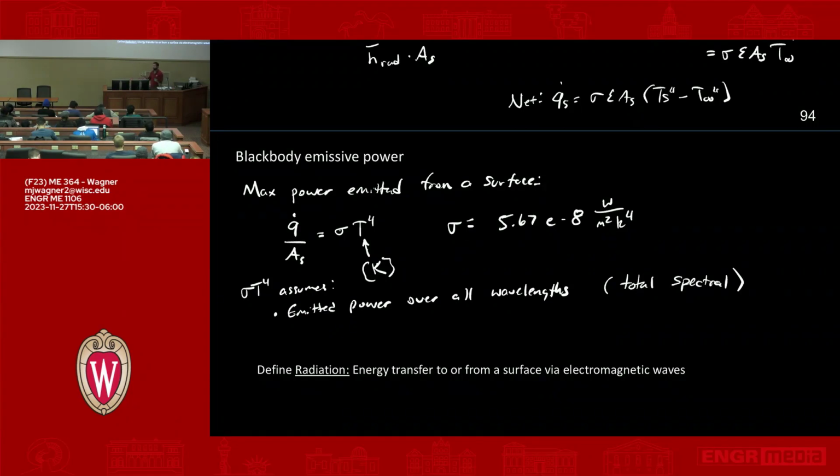If you're the sun, you're going to be emitting very high frequency radiation. If you're sitting out in the room, it's much lower frequency. So there's this spectral dependence. If we integrate up that entire thing, that's sigma T to the fourth, so it's emitted power over all wavelengths. The second thing we assume is emitted power over all directions, and this is referred to as total hemispherical.